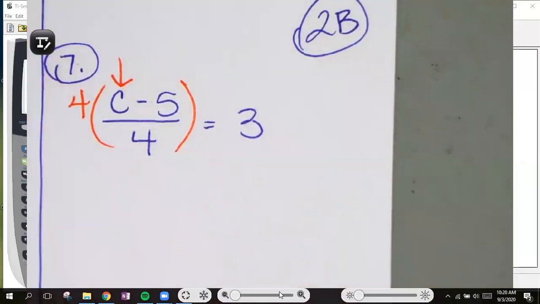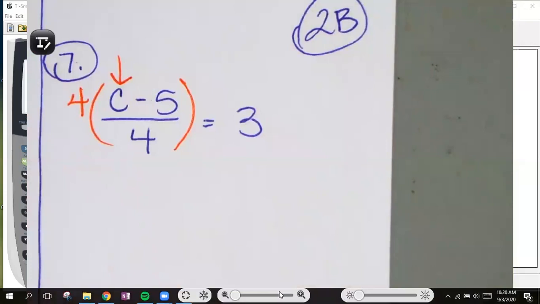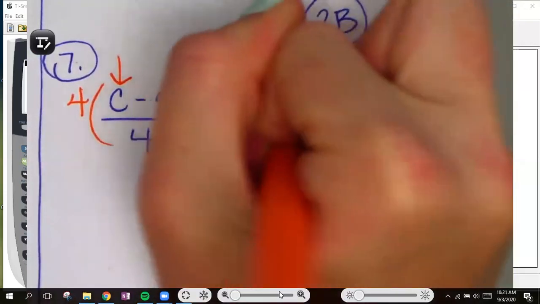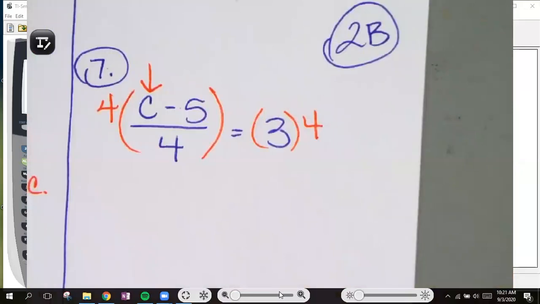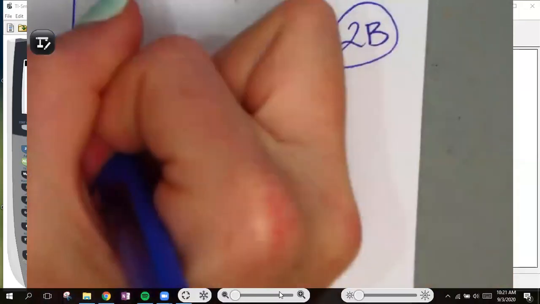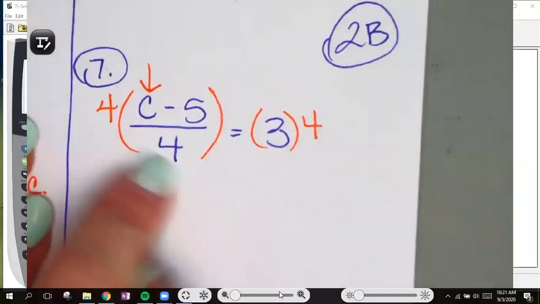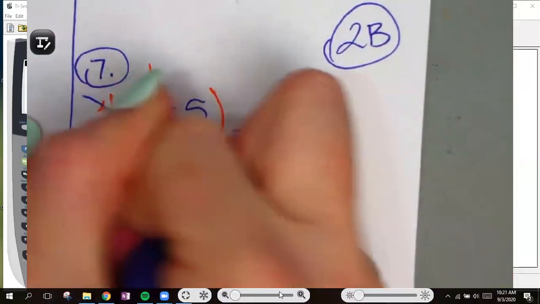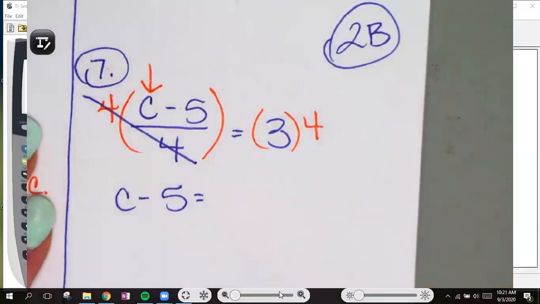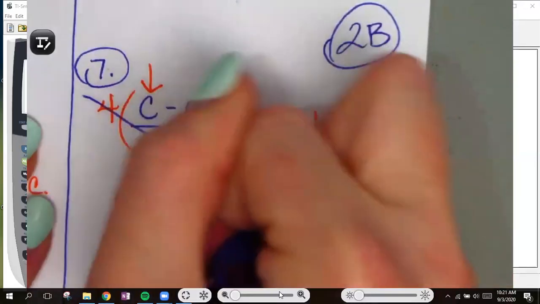If I do it to one side, do it to the other. That should be so embedded in your brain that you never forget it. I will always repeat it because that's what my teacher did and I never forgot it. So what happens to my 4s over here? Cancel out. What's left? C minus 5 equals 12.